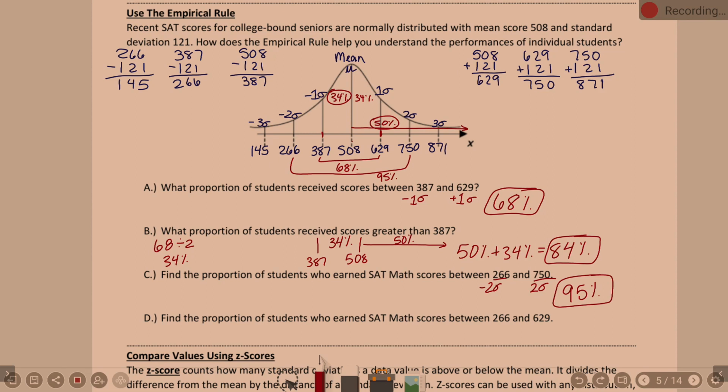266 to 629, 81.5, I think is what I got. Yeah, it is 81.5. We'll have to talk tomorrow. Remind me. Have a good day. Yep, 81.5. Because you can look at 68% there, and I think that was 13.5 over there. So yeah, we'll talk about that one tomorrow.